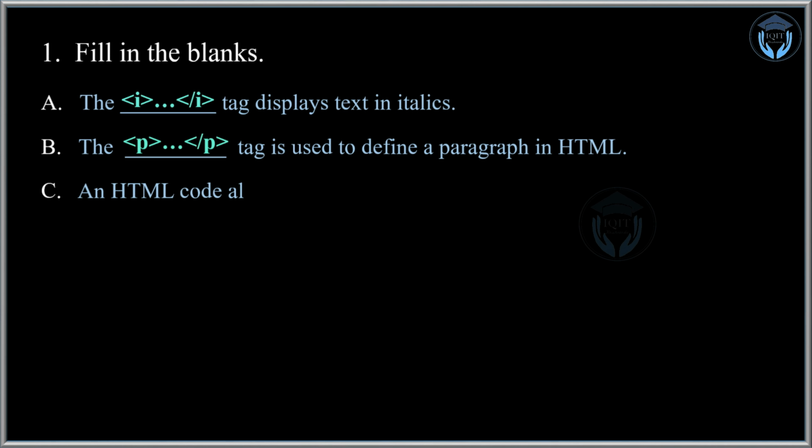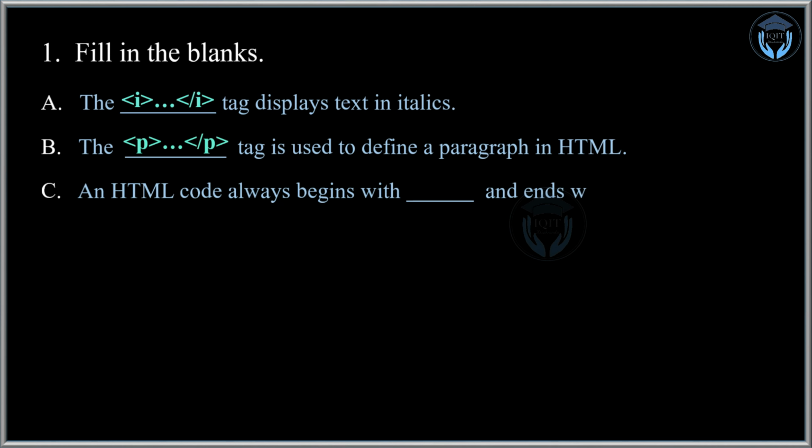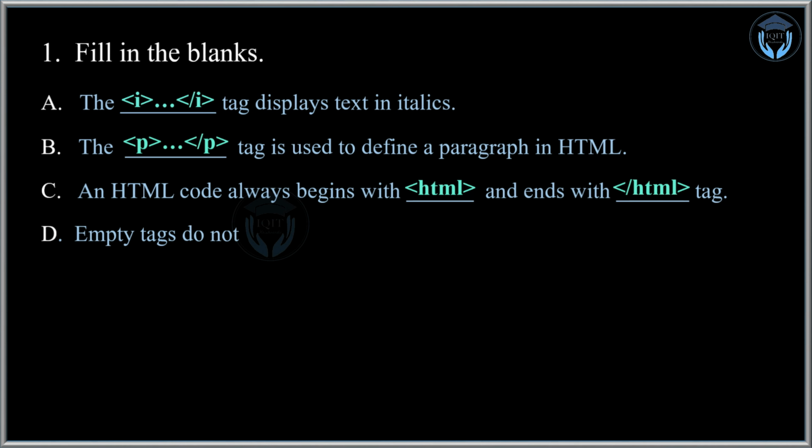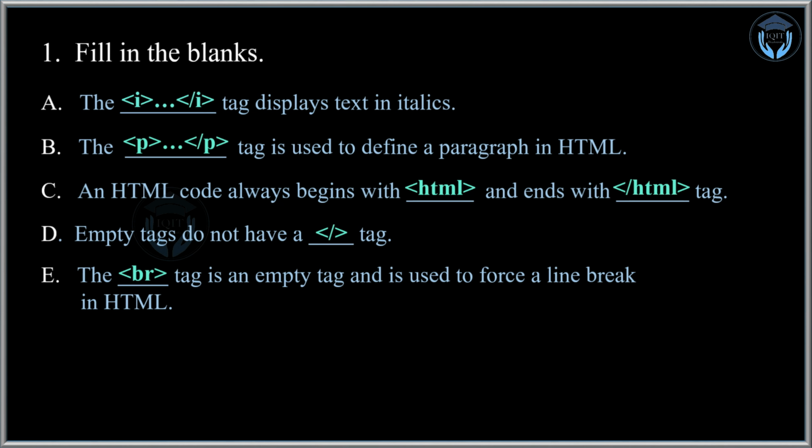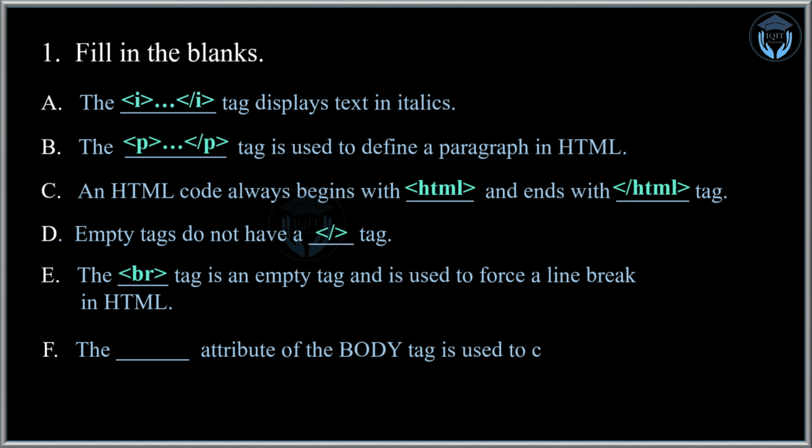C. An HTML code always begins with and ends with tag. Answer, opening HTML and closing HTML tag. D. Empty tags do not have a tag. Answer, closing tag. E. The tag is an empty tag and is used to force a line break in HTML. Answer, BR tag. F. The attribute of the body tag is used to change the background color. Answer, BG color tag.